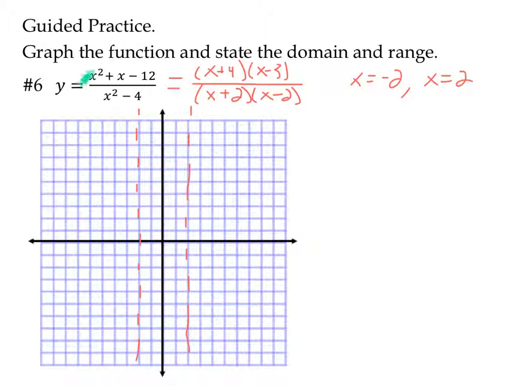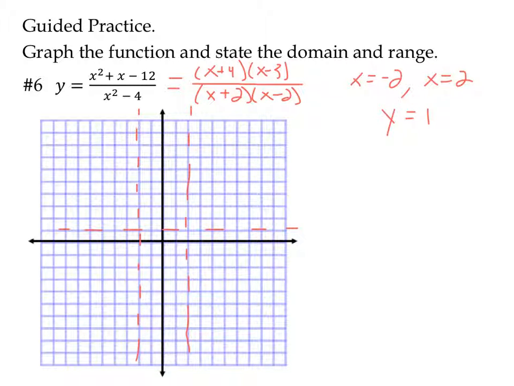Horizontal asymptotes, and this is where we go to m and n are equal to each other. Since m and n are equal to each other, there is a horizontal asymptote, and it would be at 1 over 1, where we take the leading coefficient over leading coefficient. So we're going to have a horizontal asymptote at y equals 1. So that's going to be across the graph like this.